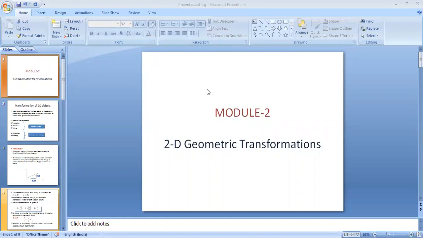Yes, good morning, everyone. So, we are starting with module 2. Module 2 is about 2D geometric transformations.